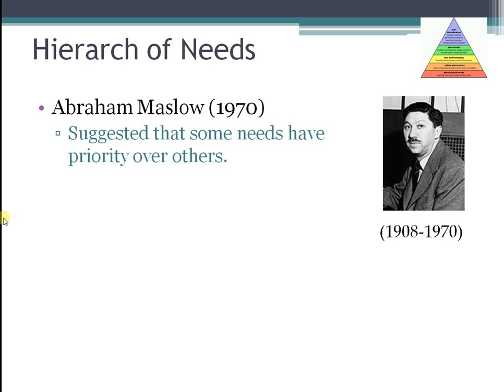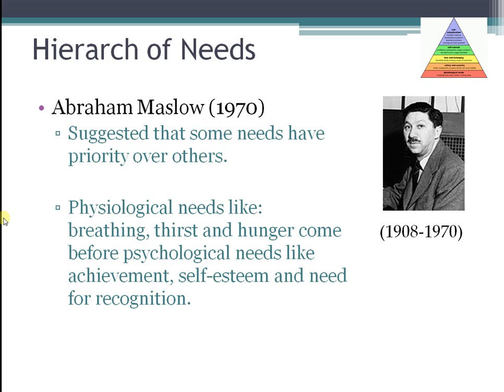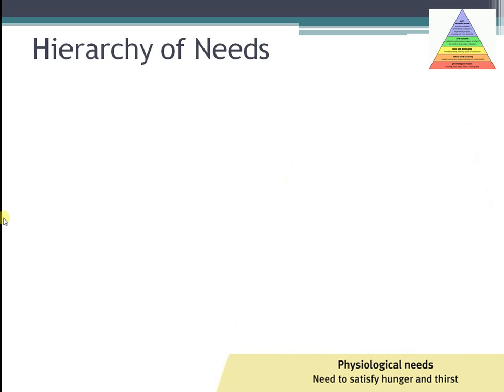Now, we talked about this idea of having needs. We talked about 3 different theories of motivation. And Abraham Maslow came along in the 1970s, and he imposed a hierarchy on the needs that we have. And what he suggests is that some needs have higher priorities than others. So physiological needs like breathing, hunger, and thirst come before psychological needs like achievement, self-esteem, and recognition. So he put together this pyramid, this hierarchy of needs.